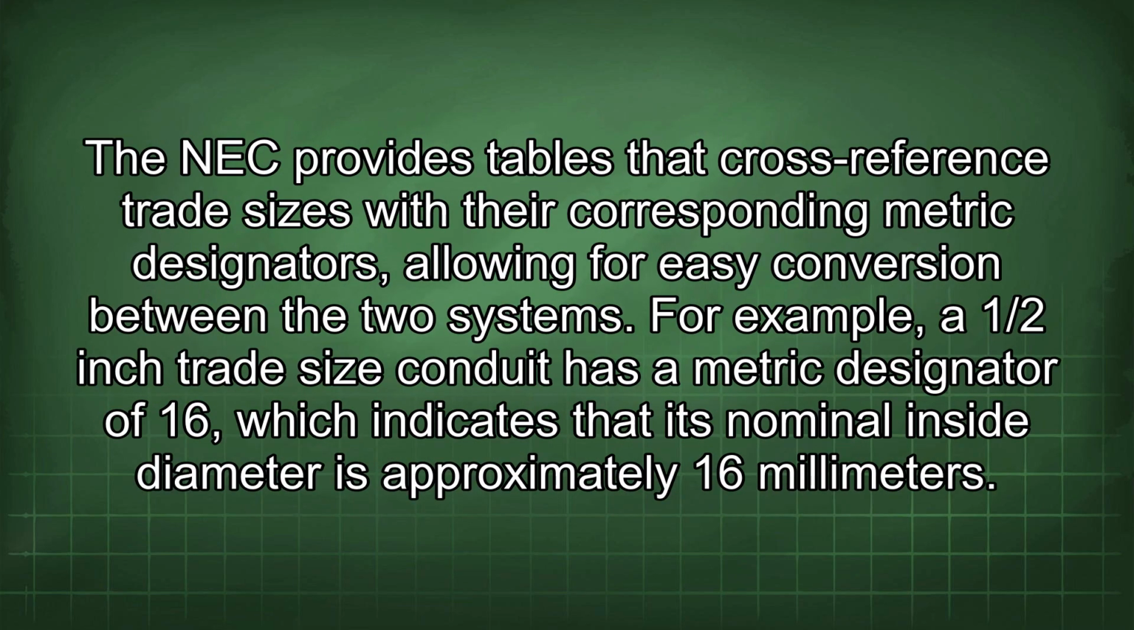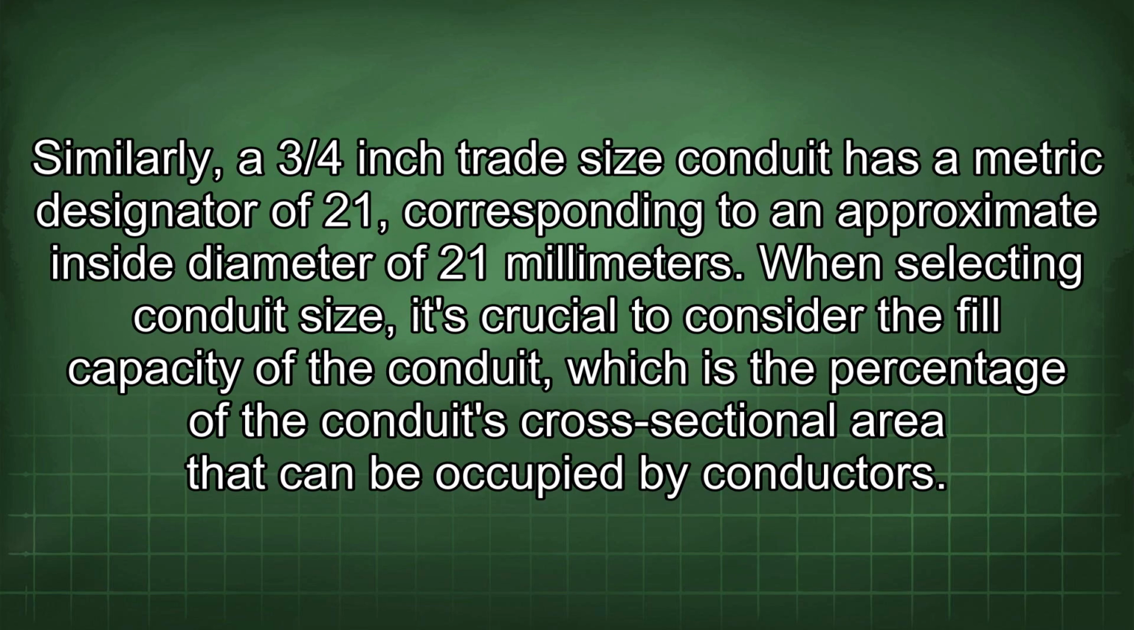The NEC provides tables that cross-reference trade sizes with their corresponding metric designators, allowing for easy conversion between the two systems. For example, a 1/2 inch trade size conduit has a metric designator of 16, which indicates that its nominal inside diameter is approximately 16 millimeters. Similarly, a 3/4 inch trade size conduit has a metric designator of 21, corresponding to an approximate inside diameter of 21 millimeters.